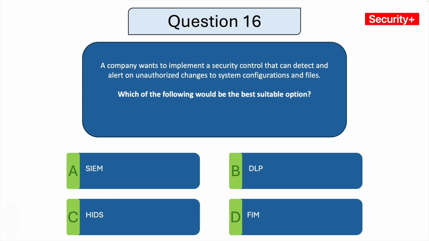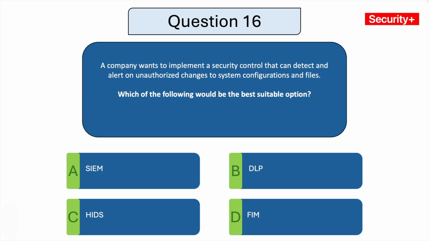All right, so for this question, the key is a security control that does both, detects and alerts on unauthorized changes to system configurations and their files. Files, I would say, is also another keyword here. A lot of these options can usually do one or the other, but only one is designed to do both of these requirements out of the box. So let's go ahead and go through them here.